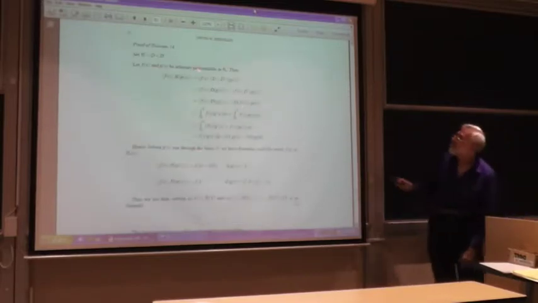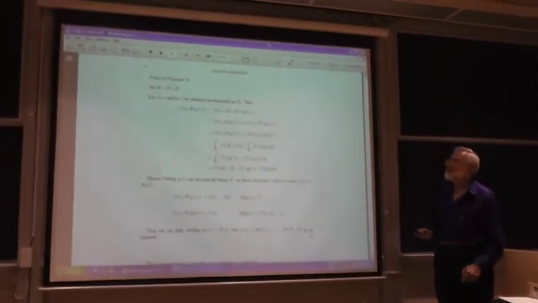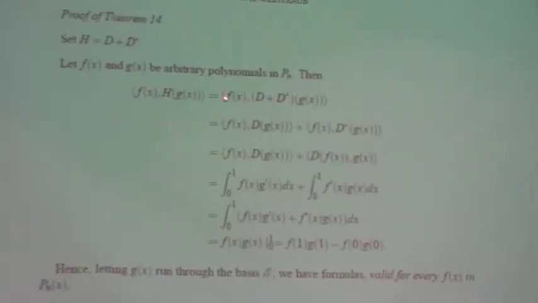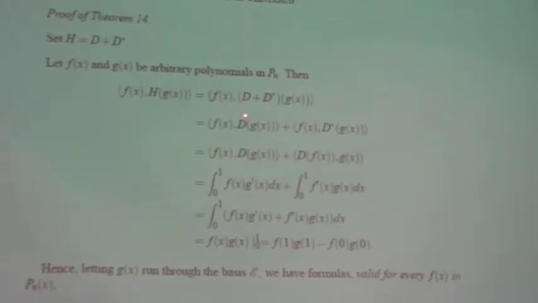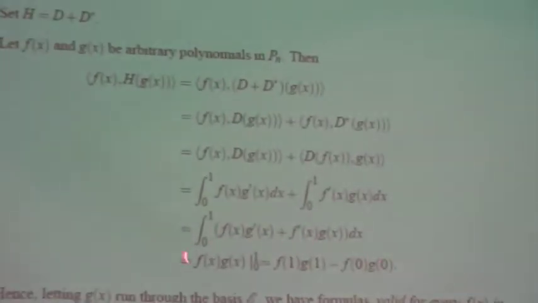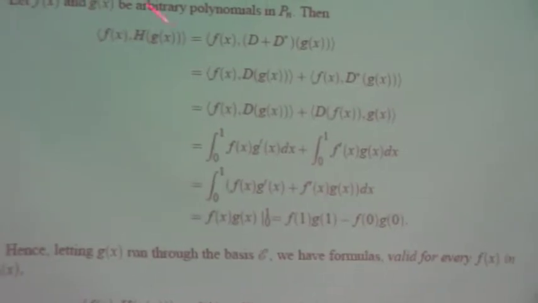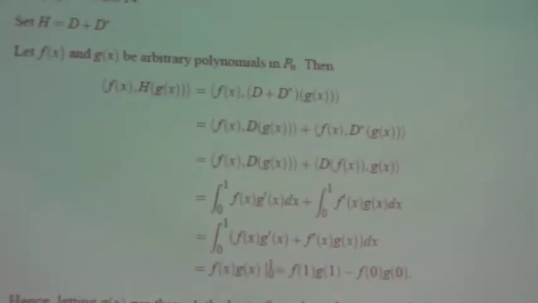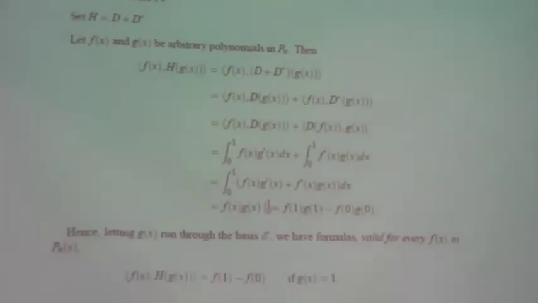Okay, so here it is. We know that d star exists. Again, we'll consider h equals d plus d star. And then we have the same computation we had before, that f of x on h of g of x is f of x d plus d star. So we get the same answer we got before. So f of x, calculation of g of x is f of 1 g of 1 minus f of 0 g of 0. And now I'm going to think about this formula.